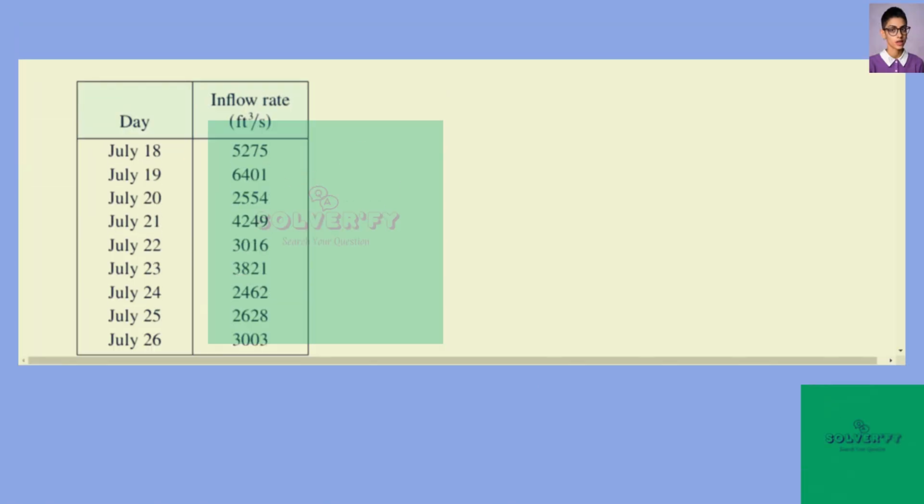All right, we've got a question here where we're told that Lake Lanier in Georgia is a reservoir created by the Buford Dam, and we have a table that shows the rate of inflow of water in cubic feet per second as measured every morning at 7:30 a.m. And we want to use the midpoint rule to estimate the amount of water that flowed into Lake Lanier from July 18th, 2013 to July 26th.